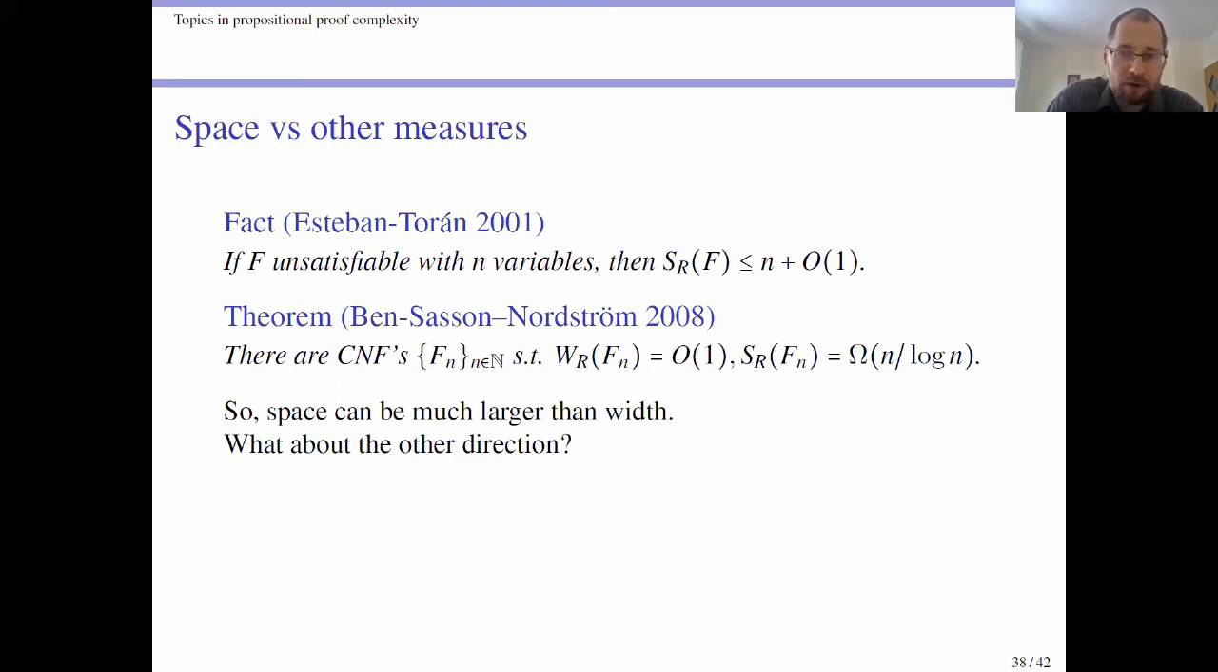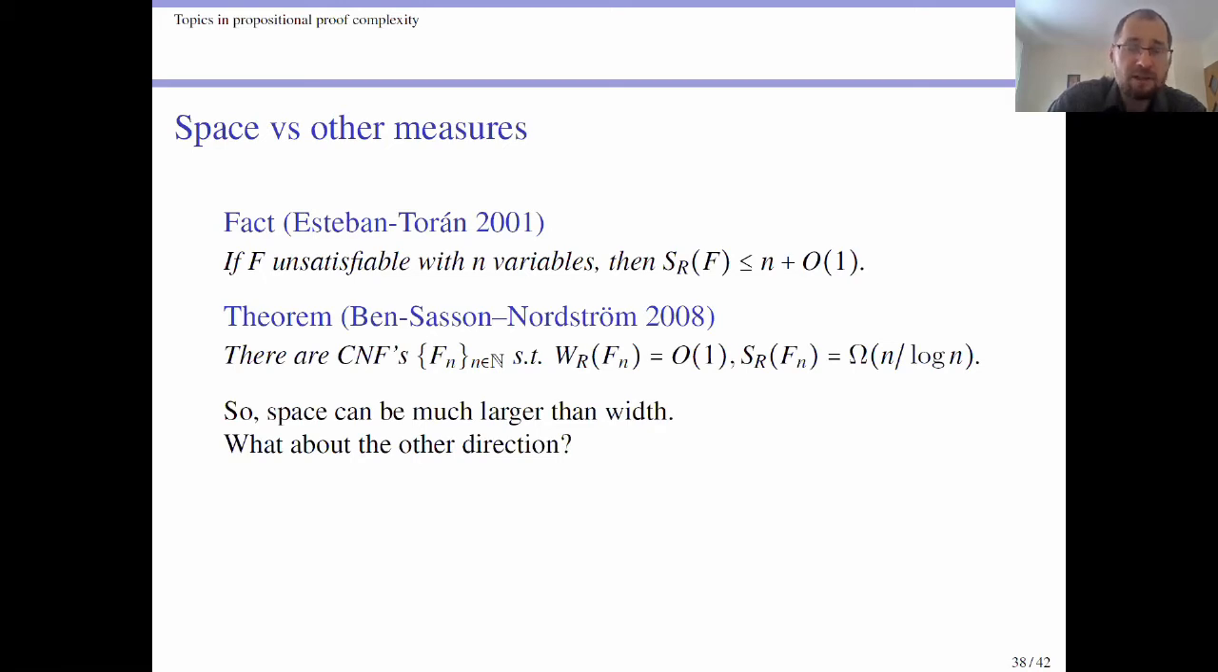Namely, it is possible to have a family of formulas, say F_n of size n, such that you only need constant width to refute them, and you need lots of space. You need almost linear space to refute them. This is in a paper of Ben-Sasson and Jakob Nordström. And generally, the first results showing that space can be much larger than width came from Jakob Nordström's PhD thesis. He got an Ackermann prize for that.